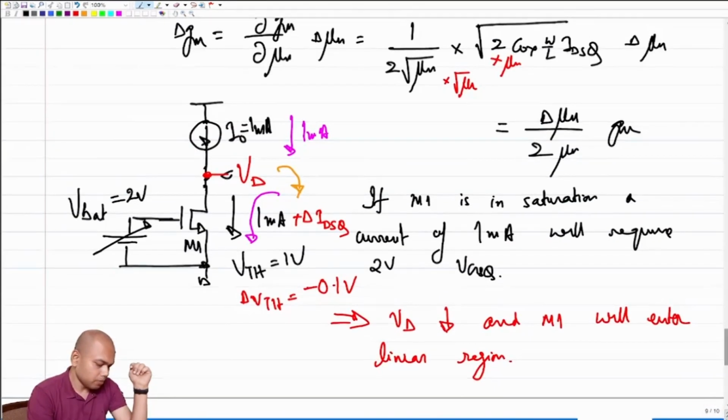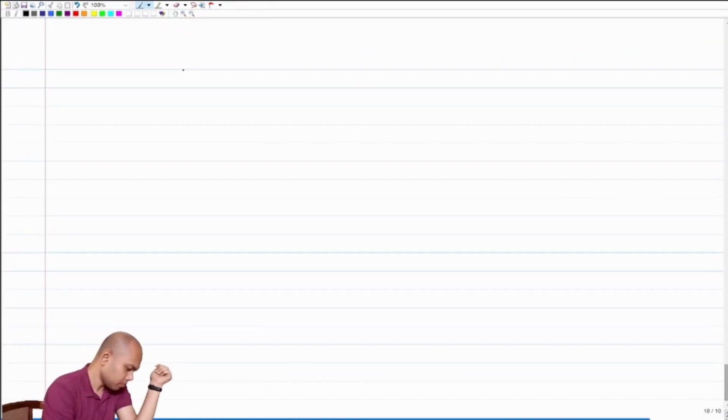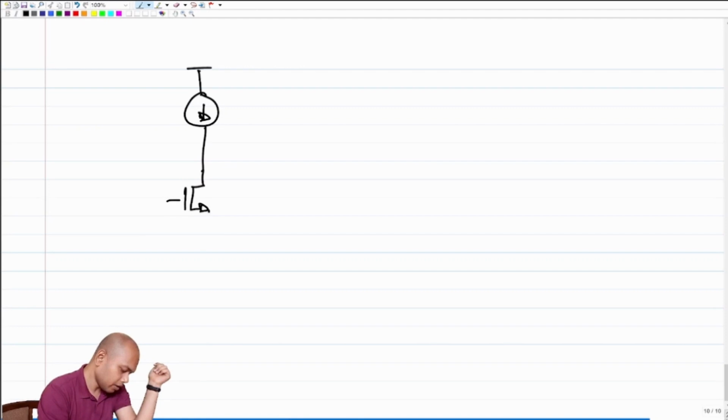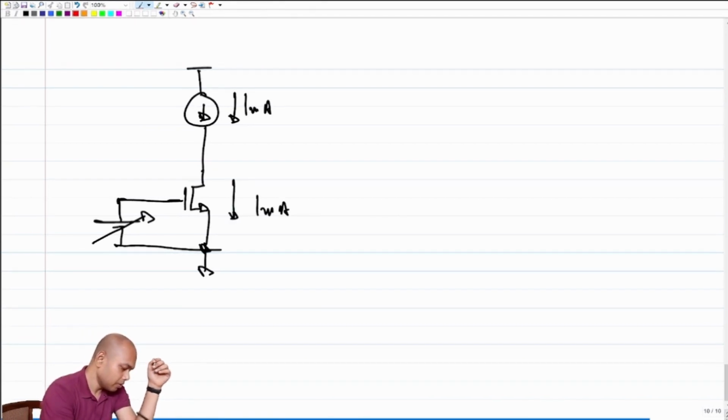So what is the solution? So this I cannot do. So let's brainstorm a bit more. Let's say I still want to use this current source and I still want to connect it at the drain, right? And let's say I have a variable voltage source and I have stuck it here. So what is the problem? The problem is if this voltage source is fixed, and this is 1 milliamp, and because of change in threshold voltage, this current became 1 milliamp plus delta I, right?